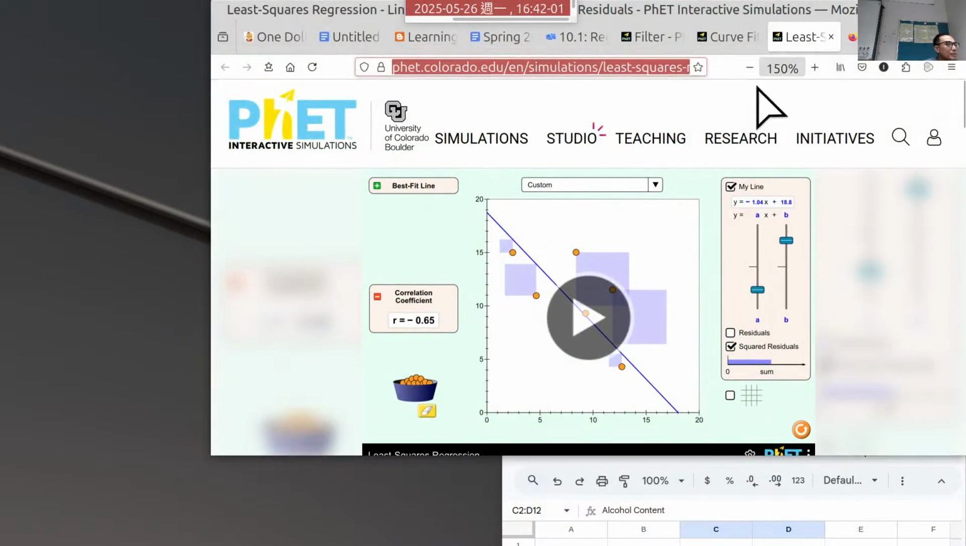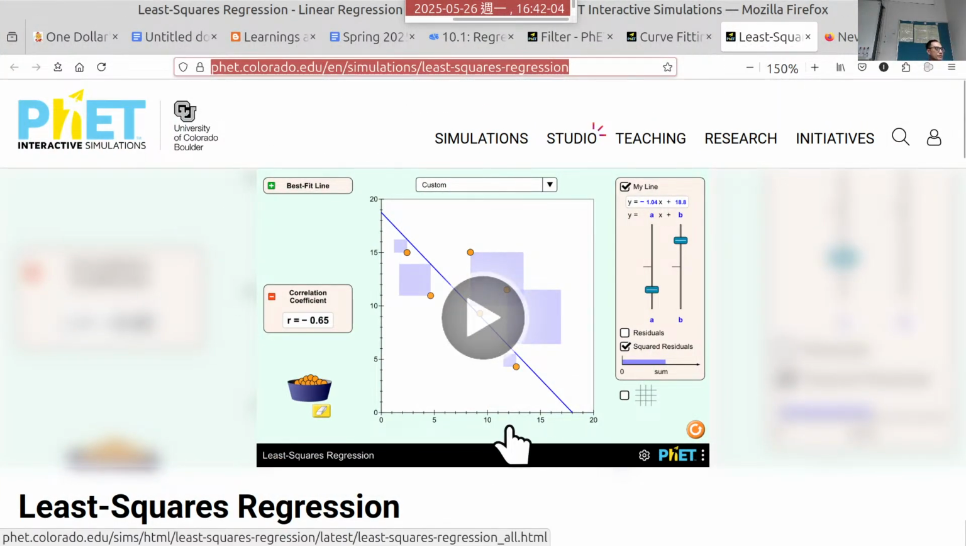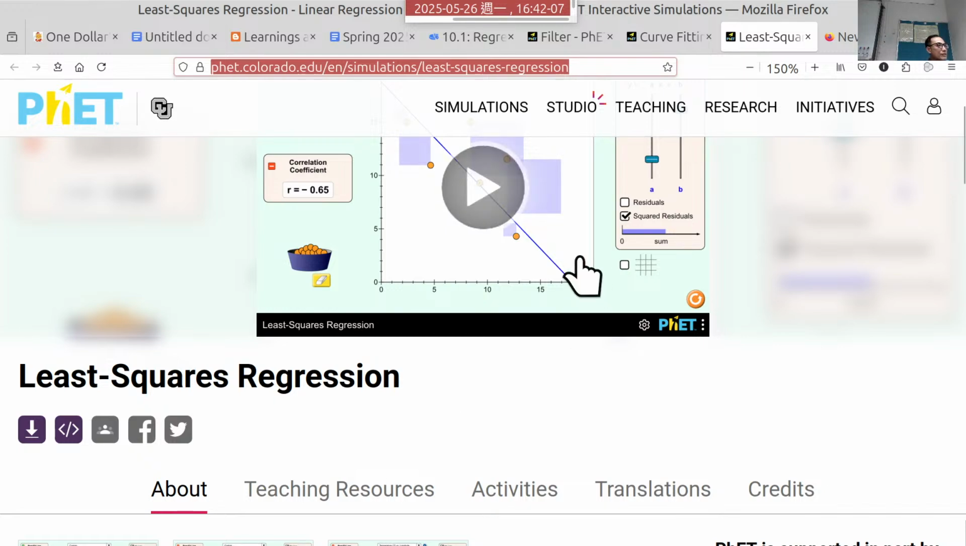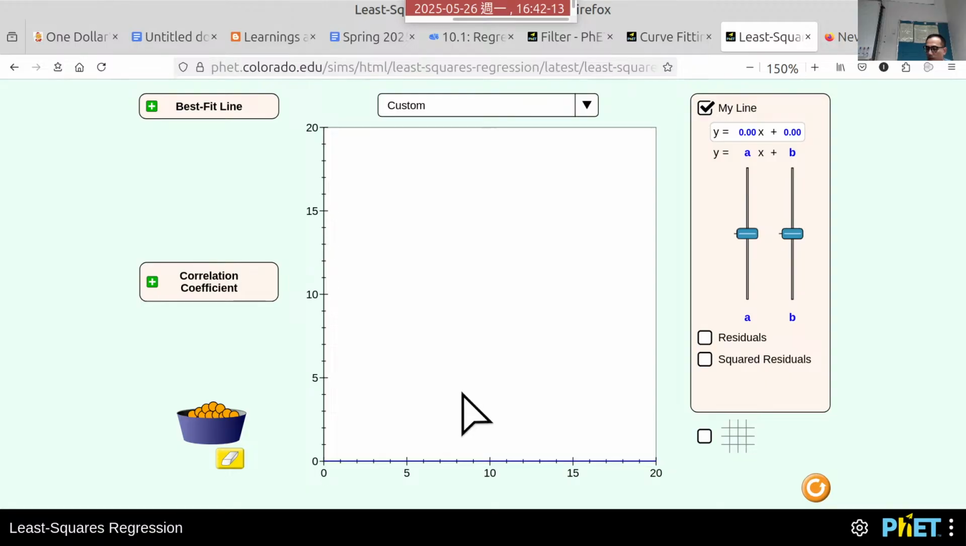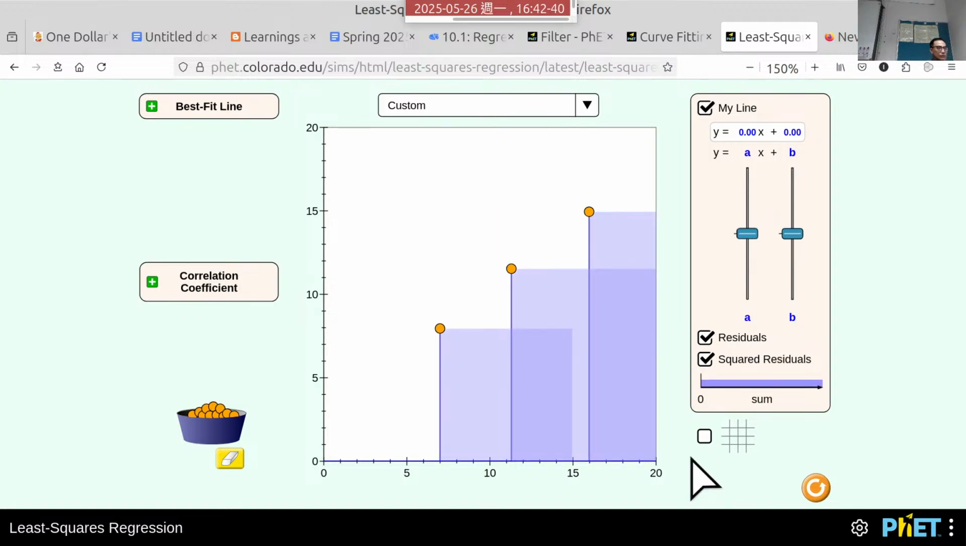Okay. And next, you can try this: the least squares regression. And here, best fit line, correlation coefficient. Okay, I have a spot, 2 spots, 3 spots. Okay, do you know what it means?